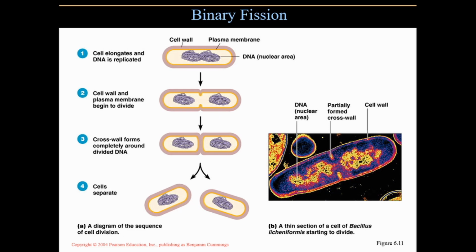All forms of reproduction in prokaryotes are asexual. There is no combining of DNA from two cells. There's no sexual reproduction in prokaryotes. So all the four that we looked at here, these four forms of reproduction, are all asexual. They're just making clones of themselves.